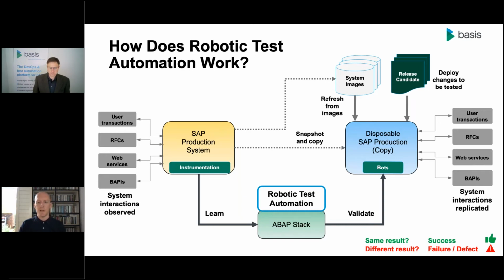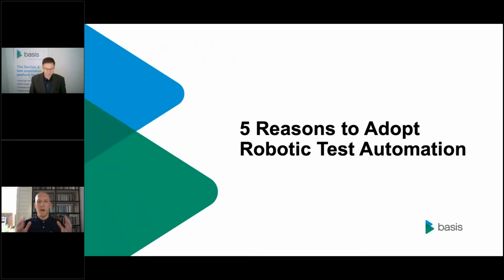Okay, thanks, Jim. So that's a high-level summary of what robotic test automation is and the what in this conversation. But let's have a look at the why, and let's have a look at those 5 reasons. And of course, not the only 5, but 5 of the key reasons why SAP teams may want to consider adopting robotic test automation for their regression testing.